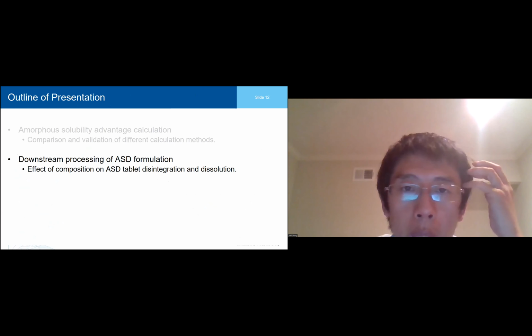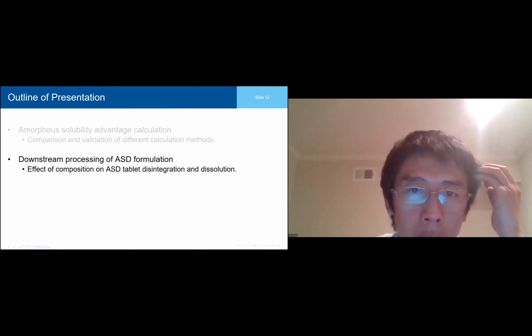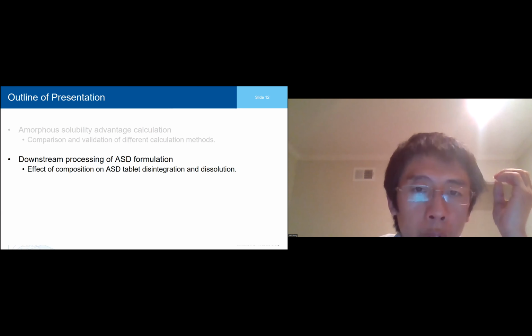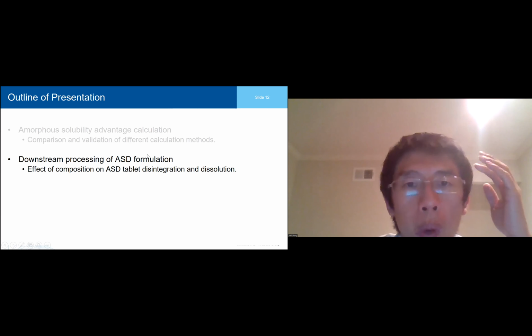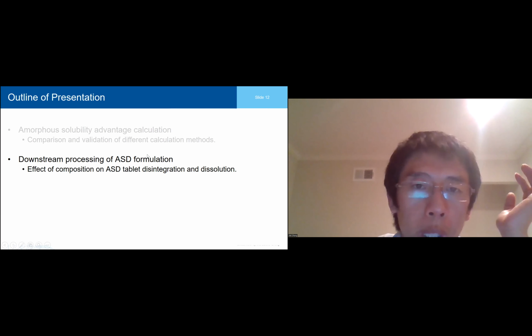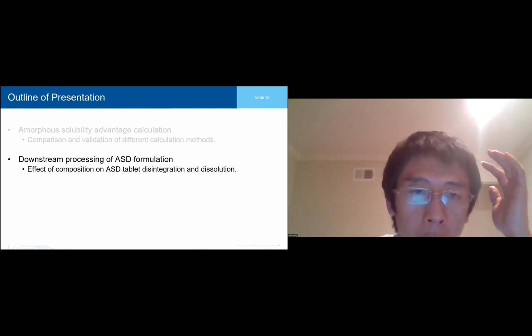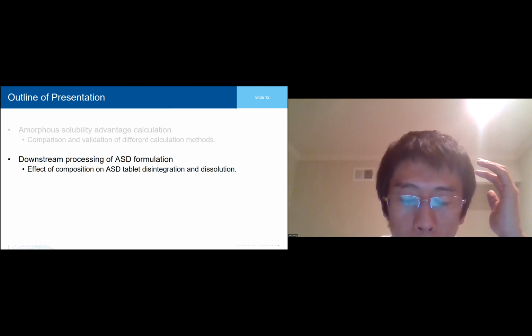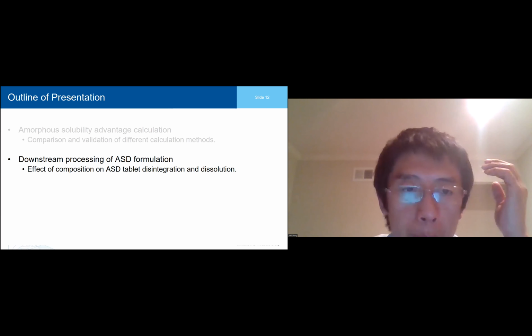So this is part 1 of my research. We applied this theoretical equation to the development of amorphous drug formulation in our company, and we started with this to verify the amorphous solubility advantage, and then we did a composition screening, and at the end we developed an ASD formulation for the molecule GNEB.